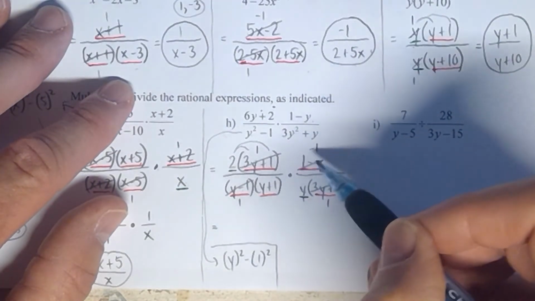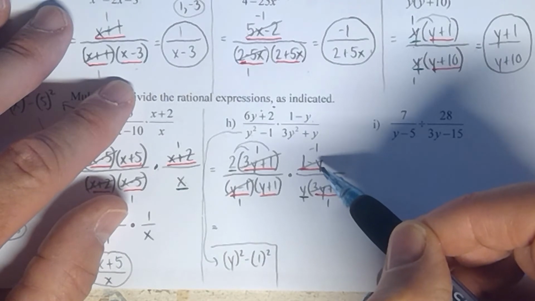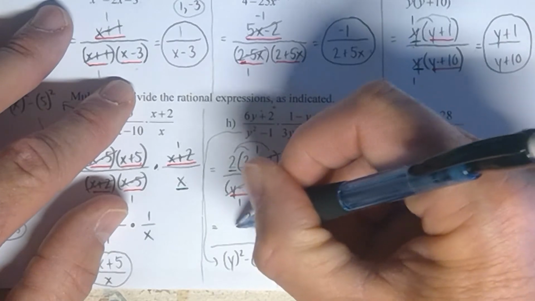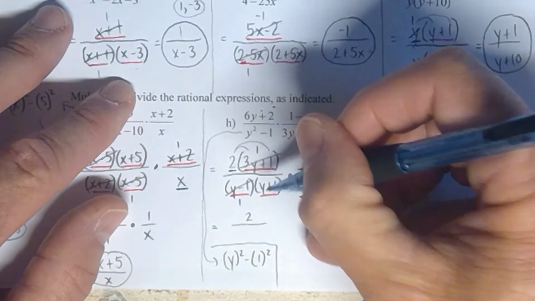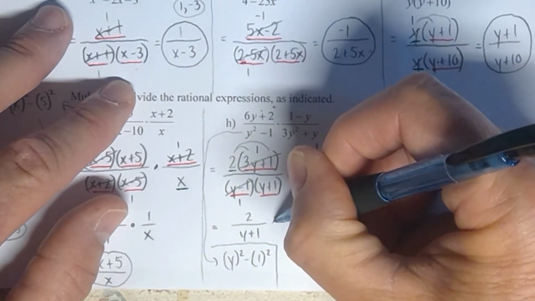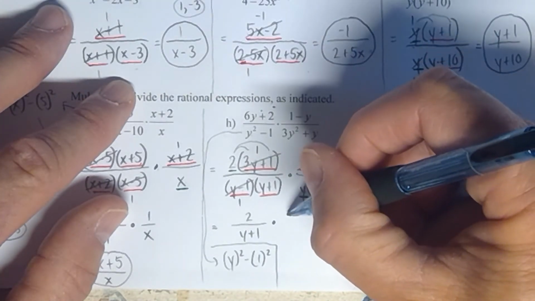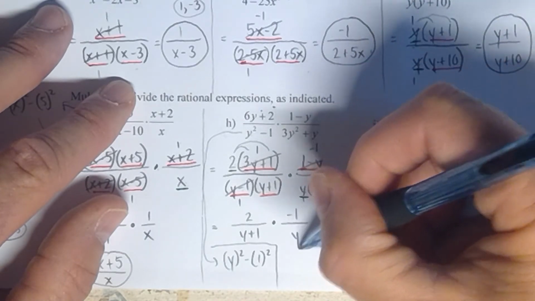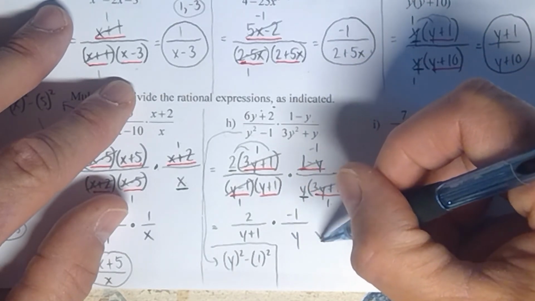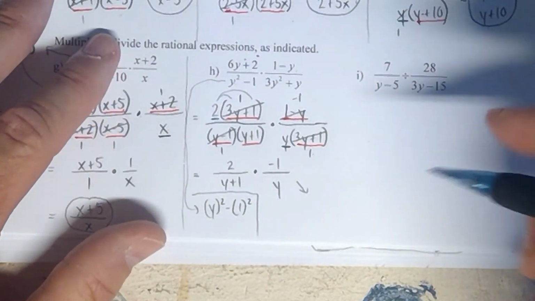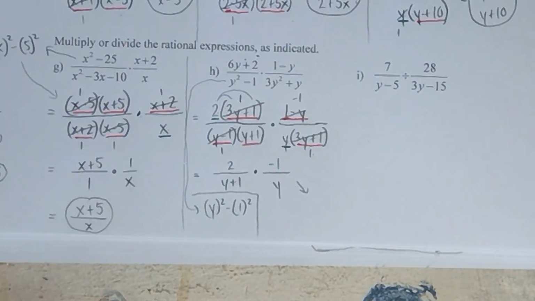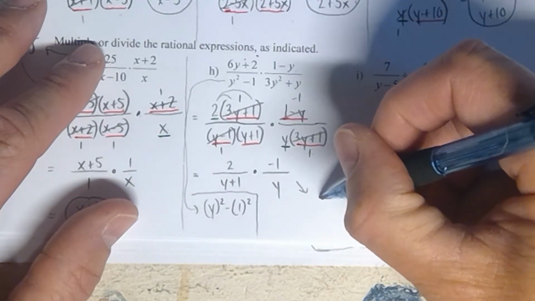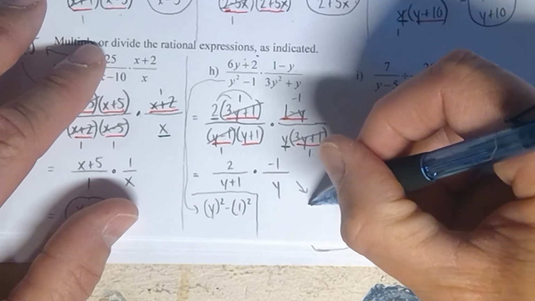Y plus 1, there's nothing to cancel from up here with that. So we have what? On the top here, we have 2 times 1. Underneath that, I have 1 times y plus 1. Here I have negative 1 on the top. And then here I have y times 1 is y. Now here we got to be careful. Put my answer down here. Now we're ready to multiply because we've done all the canceling we can. We've cleaned up our mess.